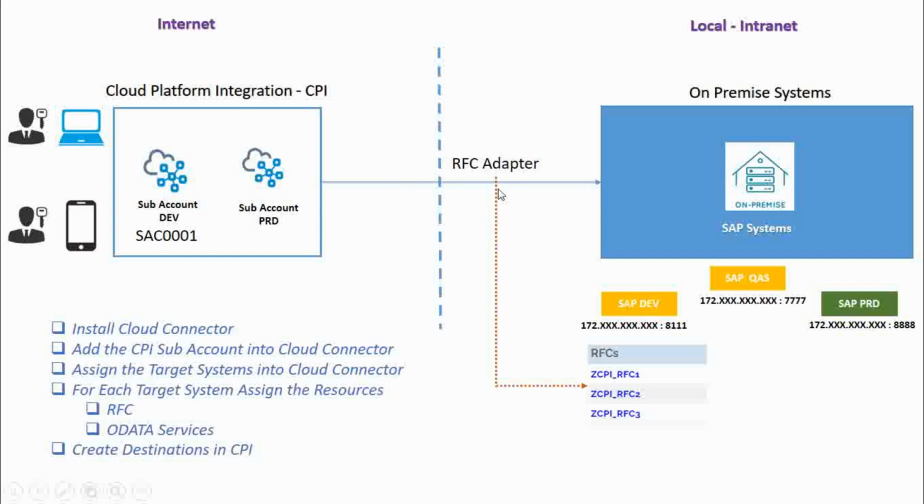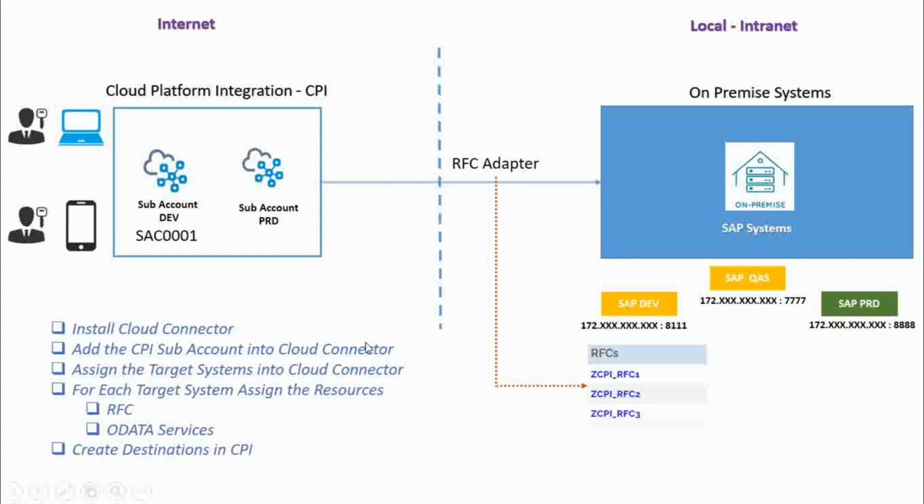In that cloud connector, we should add the sub account to the cloud connector. That means SAC0001 should be registered in the cloud connector, so that the cloud connector will understand, okay, this is the registered person coming in, so it will allow it.